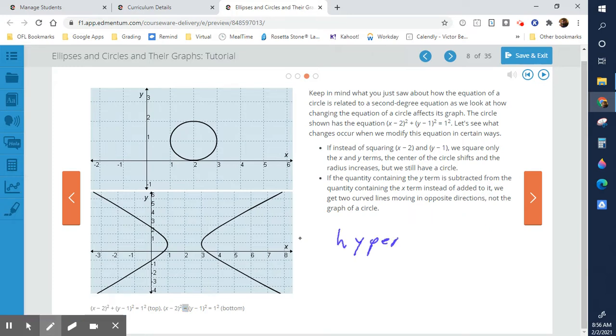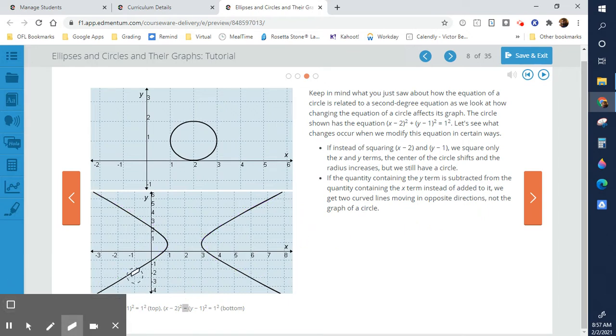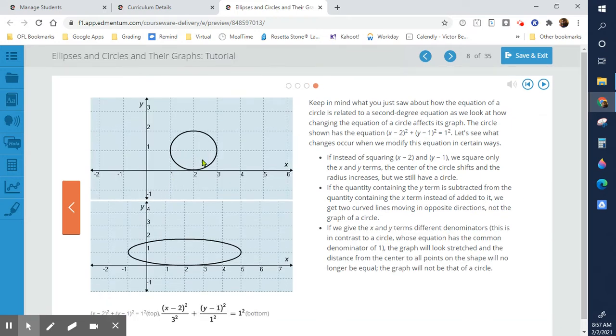A hyperbola is this shape. It's kind of like an inverted ellipse where we still have two foci, they're just going in the exact opposite direction. So you definitely don't want to put a minus sign right here in the middle. It completely changes what we're talking about. So this is just showing what can happen when you change your formula even a little bit.